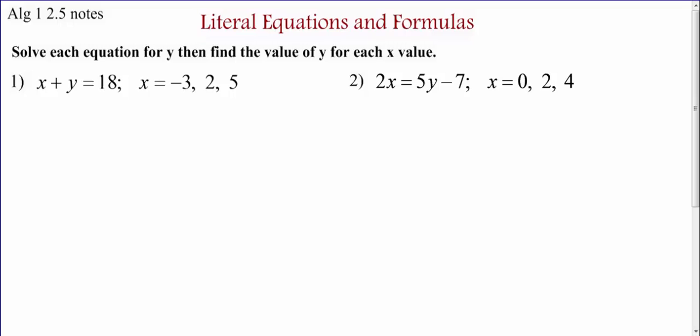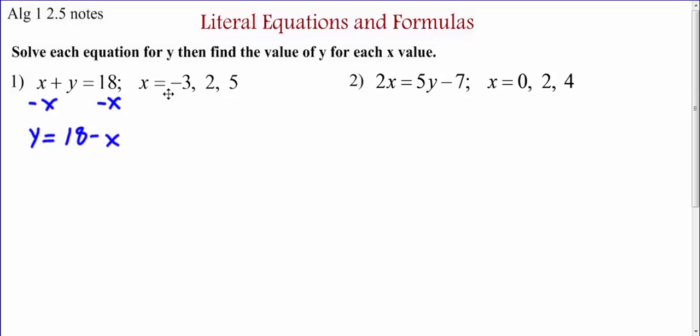So let's get started. All right, for our first set of problems, our instructions say to solve each equation for y, then find the value of y for each given x value. So we're going to look at number one. If I want to get y by itself, I need to subtract x from each side. So we'll have y equals, you could write this as 18 minus x or negative x plus 18. It's your choice.